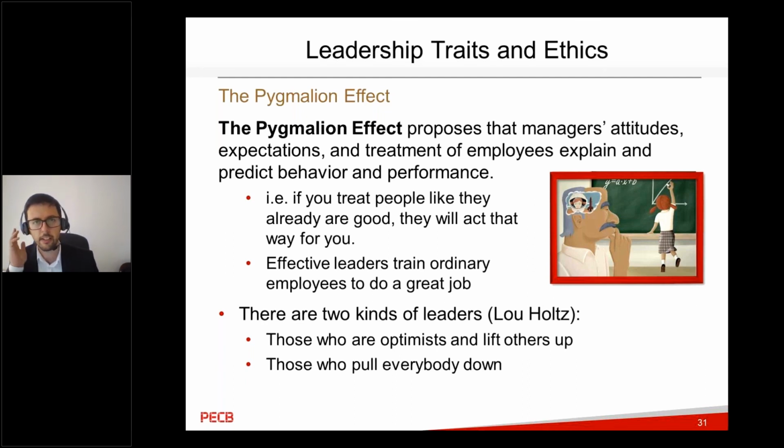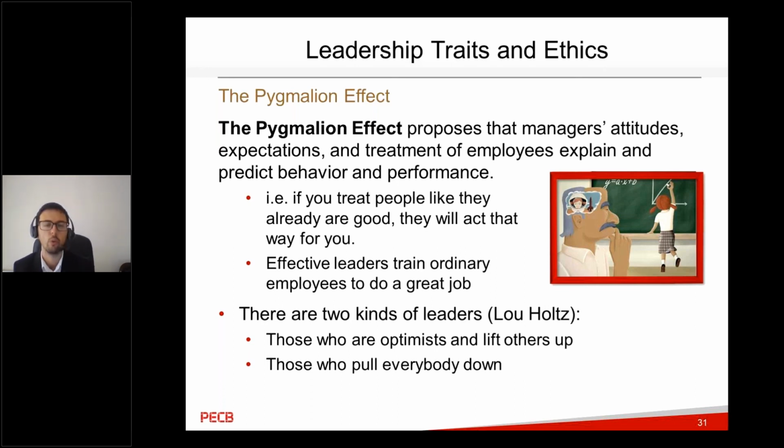So we have those leaders that are optimists and tend to lift others up, and those leaders that tend to pull everybody down. It is imperative that we belong to the group that tends to lift others up, and probably ask a little bit more than what we currently are giving. Because in this case, we are setting a higher standard.